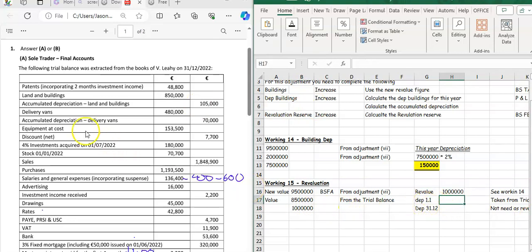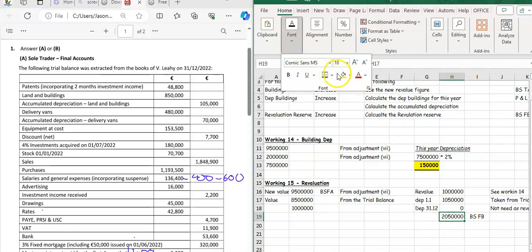The accumulated depreciation that we have so far is 105,000. Because we revalued at the start of the year, we're not going to have any depreciation this year for the old buildings of 850,000. So the revaluation reserve that goes into your financed by section is 205,000. So that goes into your balance sheet in your financed by section.